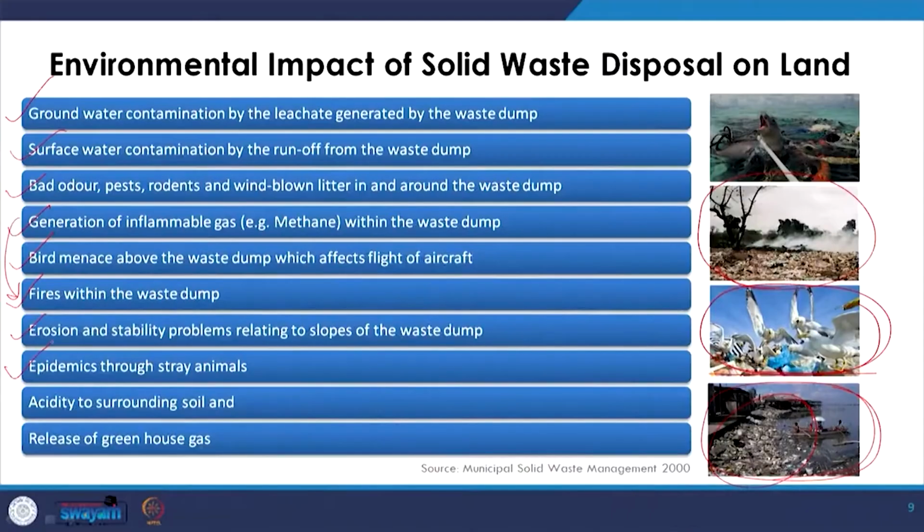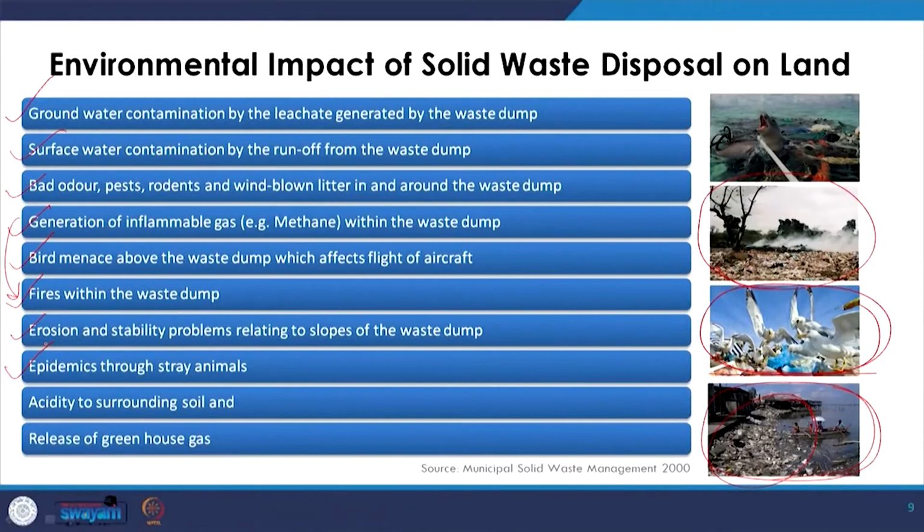Then there are epidemics through the stray animals. Because of all these rodents and pests, and the waste and stray animals coming in contact with them, there is an increased chance of spread of epidemics because of this solid waste disposal on land. Then the surrounding soil becomes acidic because of this leachate percolation.